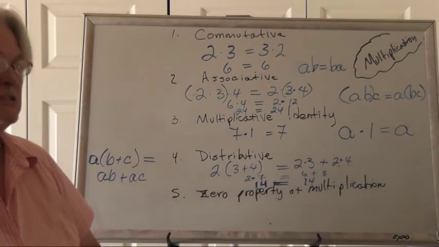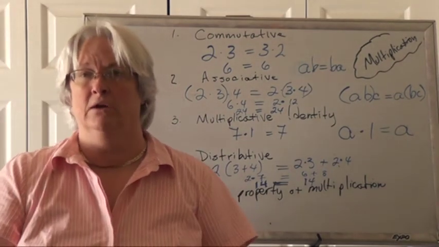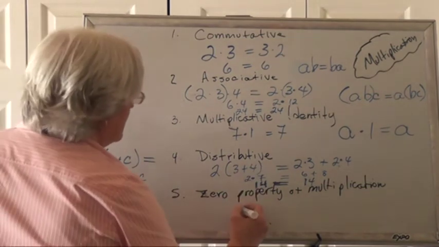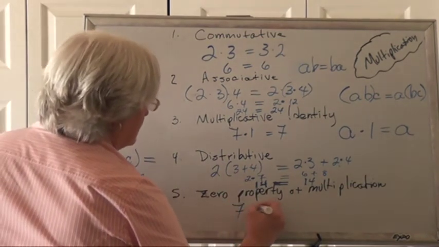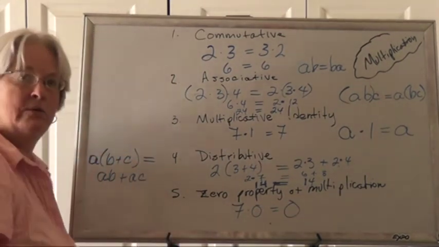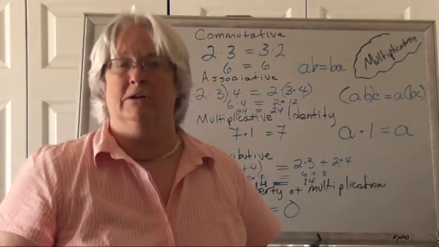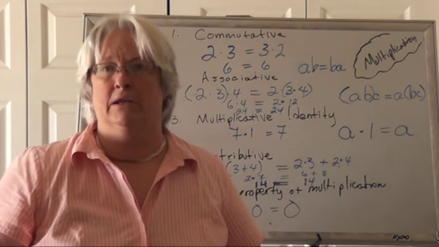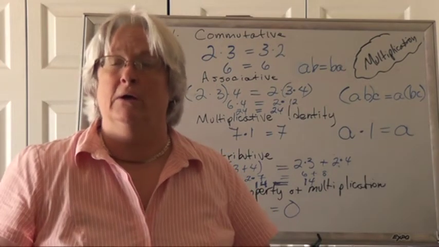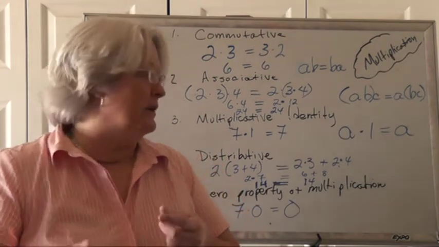Finally, we have the zero property of multiplication. What happens if you multiply something by 0? What's 7 times 0 equal to? That's right. 7 times 0 is equal to 0. 10 times 0 is equal to 0. What is 9 times nothing? It doesn't matter how many times you say nothing times nothing times nothing. You still end up with nothing.